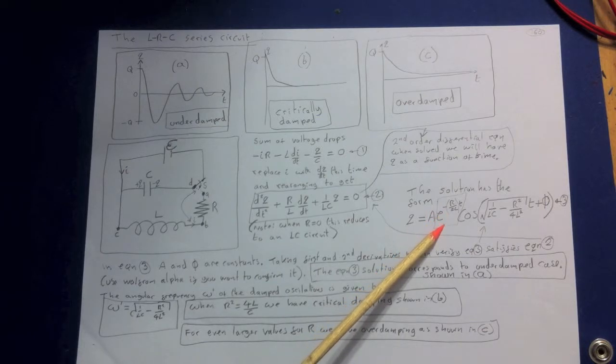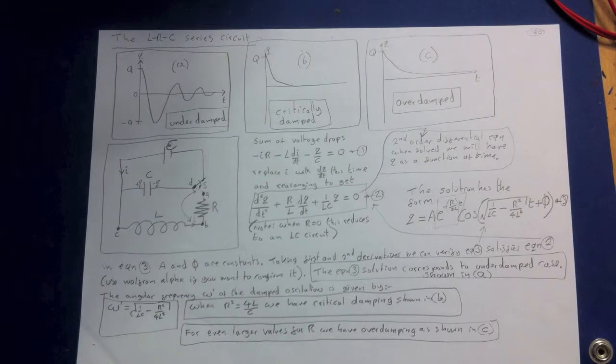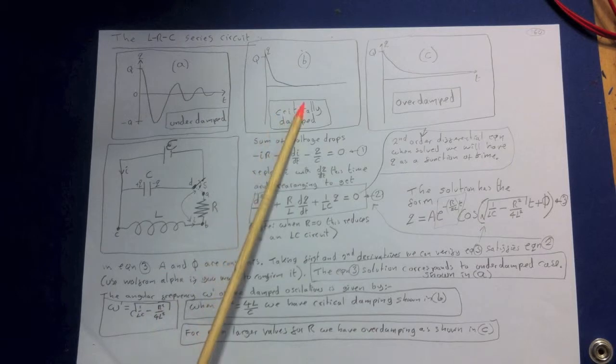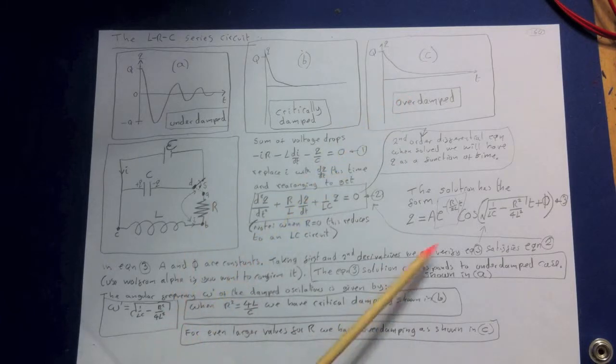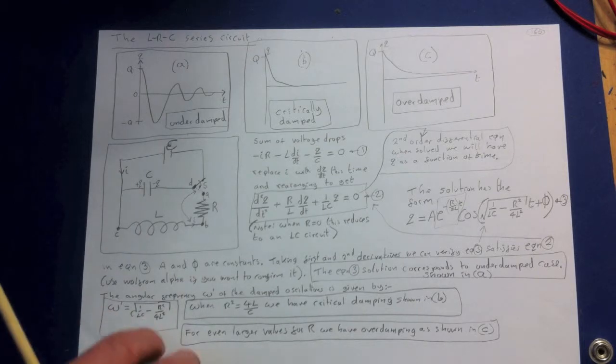If R is not 0, the angular frequency of the oscillation is then less than 1 over root LC. You can see it here. When R squared equals 4L over C, we have critical damping, because the term under the square root is going to be equal to 0, so we get this condition here. And for even larger values of R, we have overdamping. So this equation describes all these three conditions. So that's really a quick summary of the LRC series circuit.